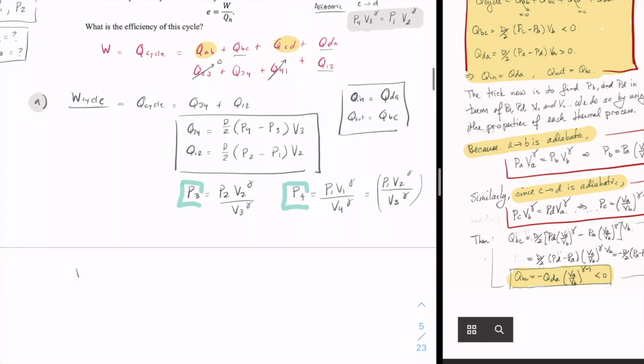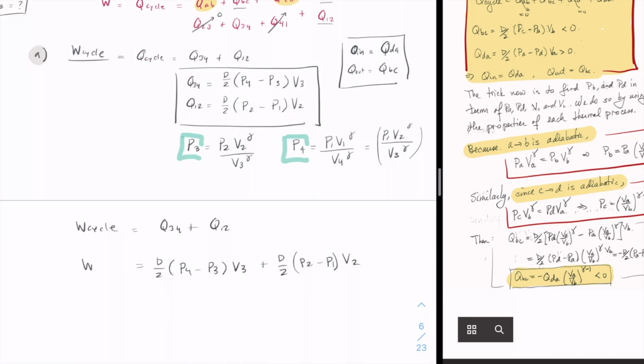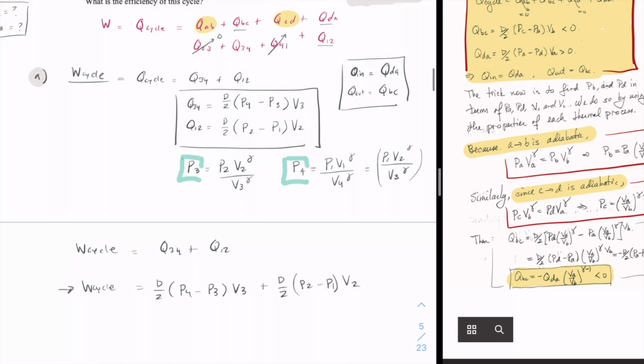All right, so to find W cycle, we know that we have Q34 plus Q12. For 34, we're going to plug in d over 2, and for Q12, plus d over 2. If you are stuck on a problem like this, and you get to a point where you have something that you can't find, please try to set up your general equations as much as you can and try to get as far as you are able by solving it symbolically, even if you can't figure out all of the pieces you need, right?